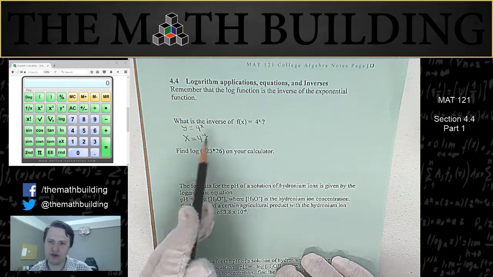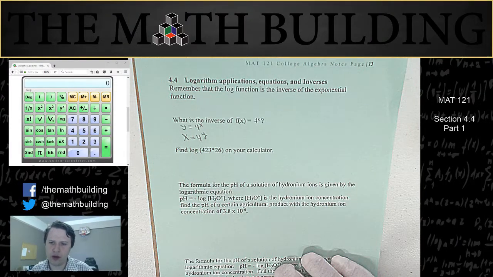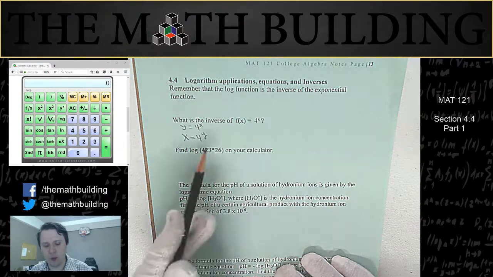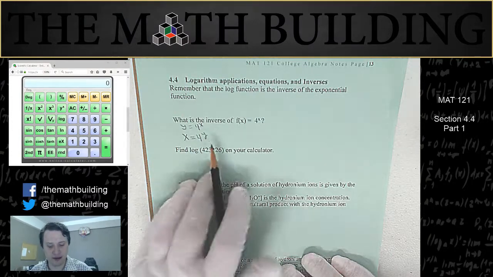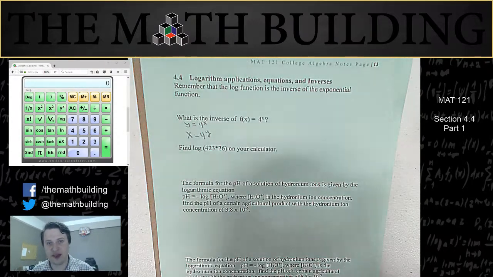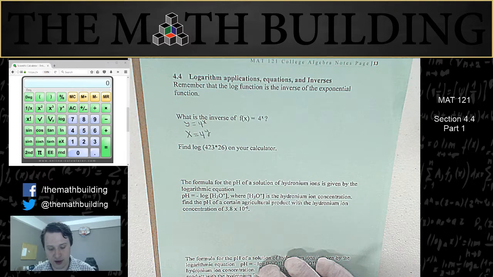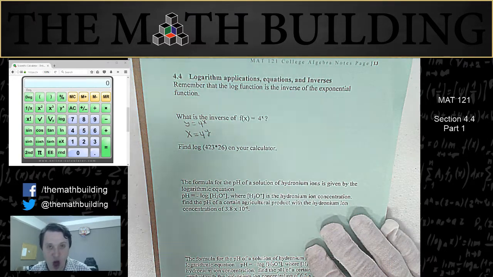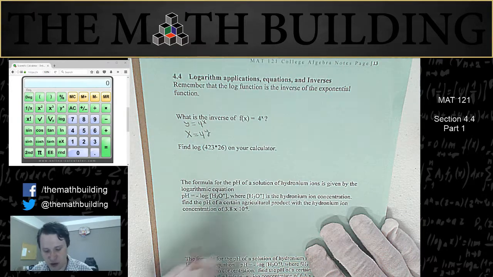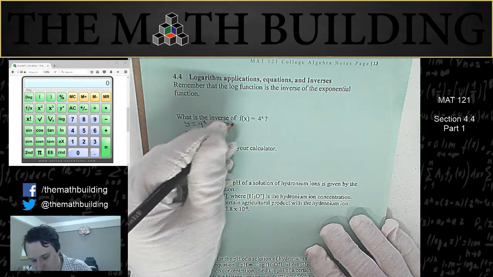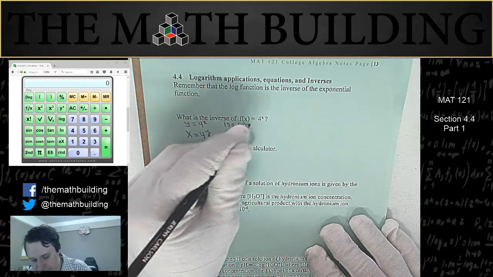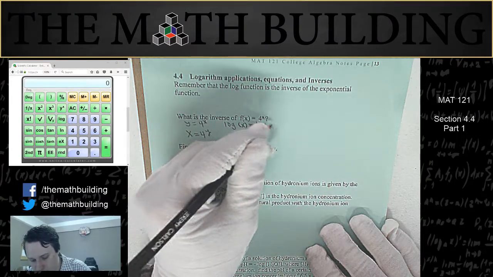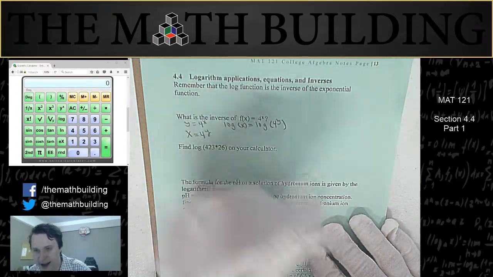So how would we solve this for y? Well, the only way to get y out of an exponent is to take the logarithm of both sides. We've never done this before: you take the log of both sides of the equation. And it looks like this. The log of x equals the log of 4 to the y.